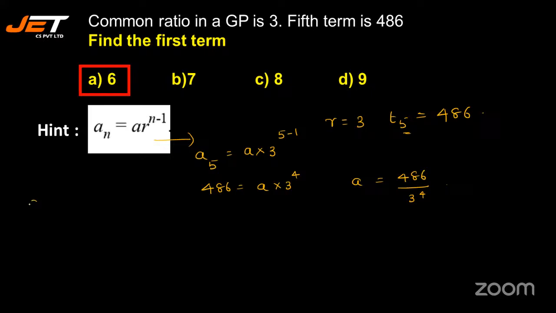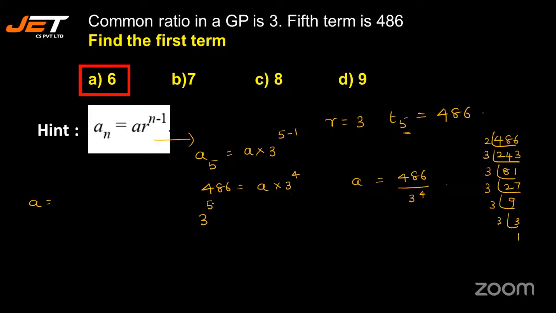So let's continue here. Now 486, try to take the LCM of that. 3 8s are 24. 3 ones are 3. So again, this will go in 3. 3 twos are 6. 3 sevens are 21. 3 nines are 27. 3 threes are 9. 3 ones are 3. So now this 486 can be written as 3 to the power 1, 2, 3, 4, 5.